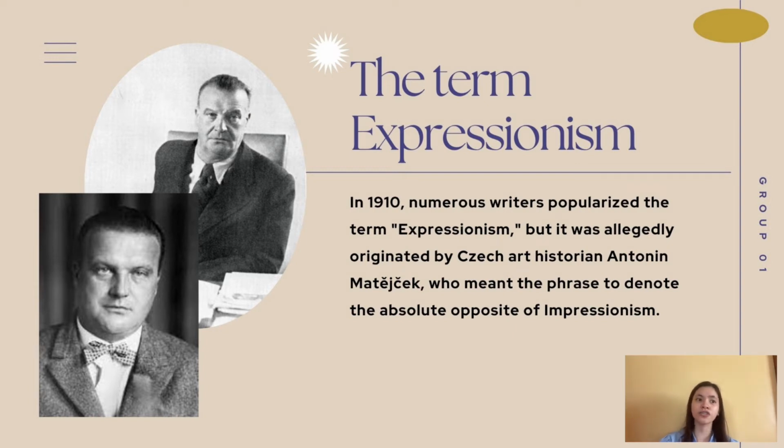In 1910, numerous writers popularized the term Expressionism, but it was allegedly originated by Czech art historian Antonín Matějček, who meant the phrase to denote the absolute opposite of Impressionism. So, Expressionists were believed to look inward for a deeper meaning in order to accurately represent inner life. However, Impressionist artists were said to look externally to the actual world when portraying instances such as nature and the human form. So while some artists refused to refer to themselves as Expressionists, the notion of the movement was so revolutionary at that time that the term Expressionism has come to represent many styles of contemporary art.